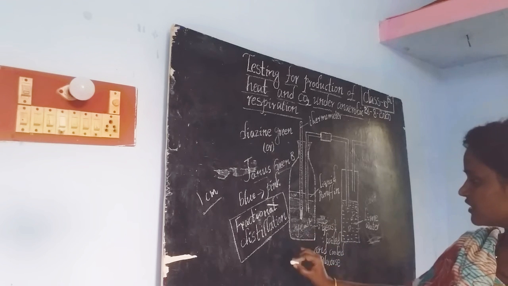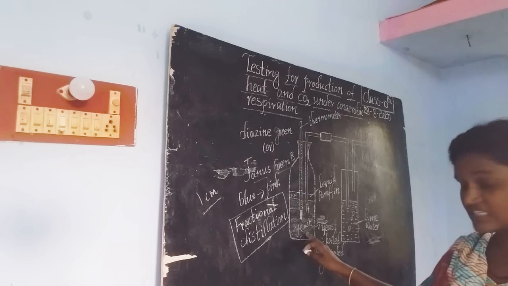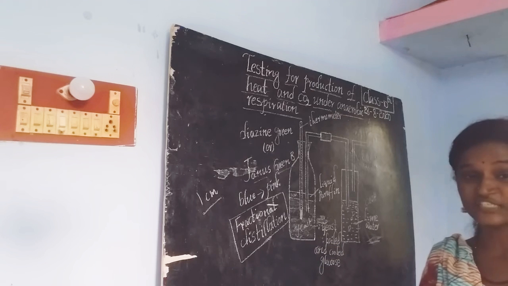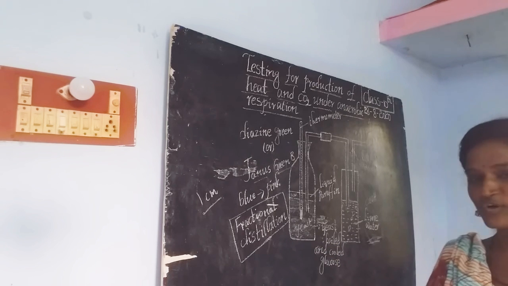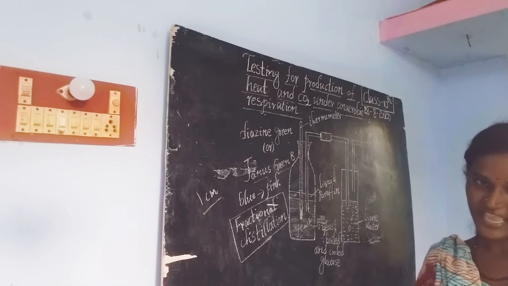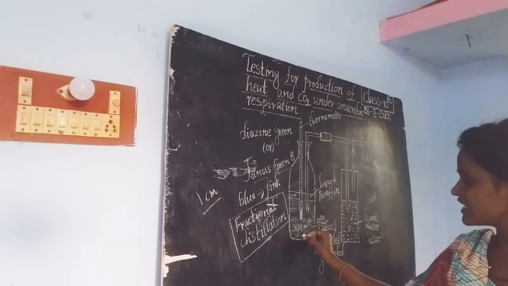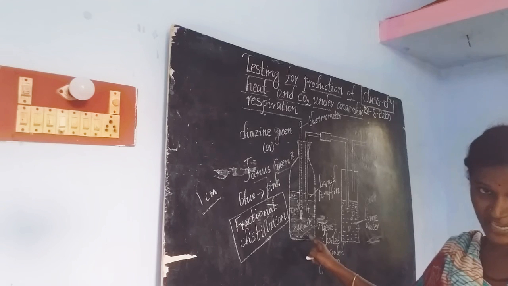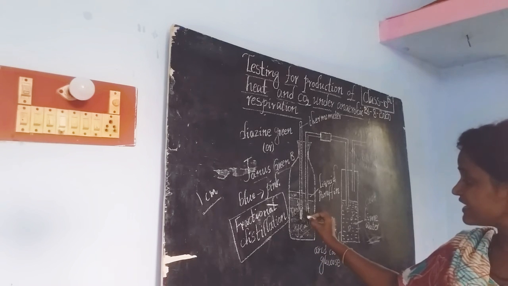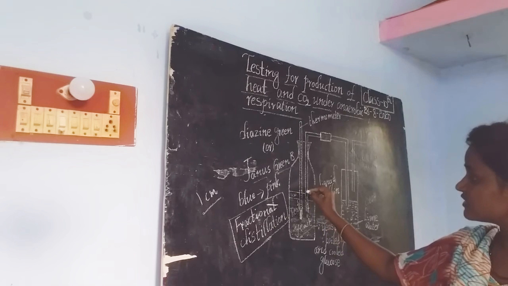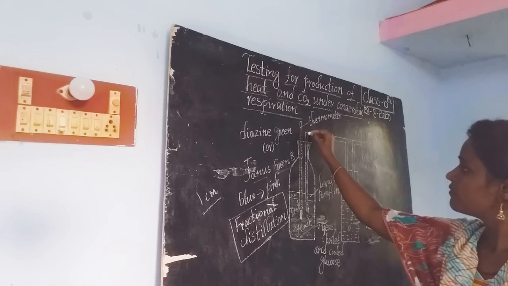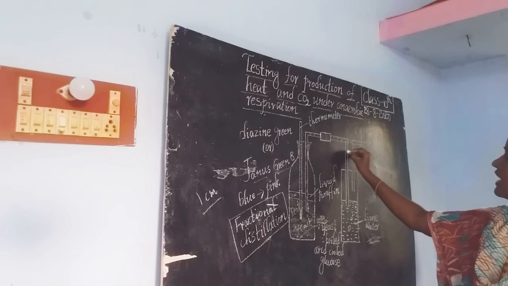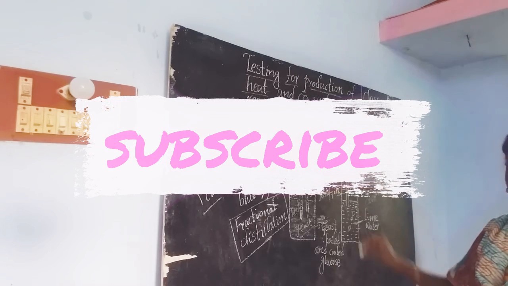Now the yeast, within a few minutes, is able to perform the process of anaerobic respiration, as oxygen is absent in this solution. That's why it undergoes anaerobic respiration. And we all know that in anaerobic respiration, heat is produced, and also a gas is released. That gas is able to pass by the help of this U-shaped tube, and finally it reaches the lime water.